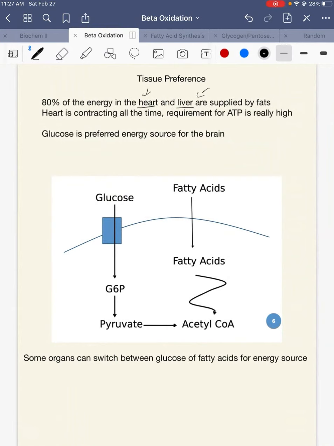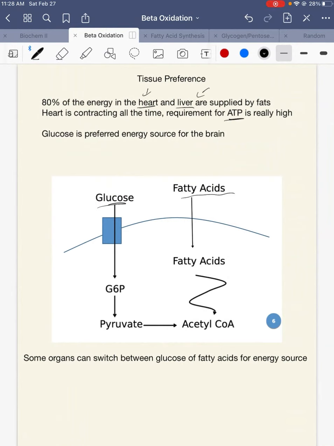The heart is contracting all the time. It's contracting right now, so it requires a lot of ATP. So those two tissues require a lot of ATP, so those two tissues will mainly use beta oxidation for their energy source. Okay, so the brain prefers glucose. And then the other two tissues prefer fatty acids.